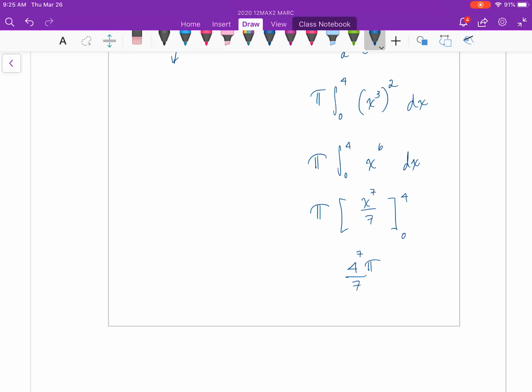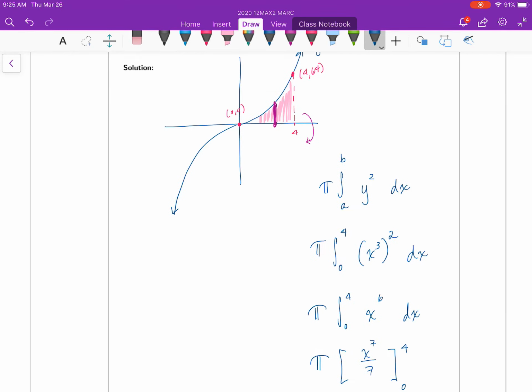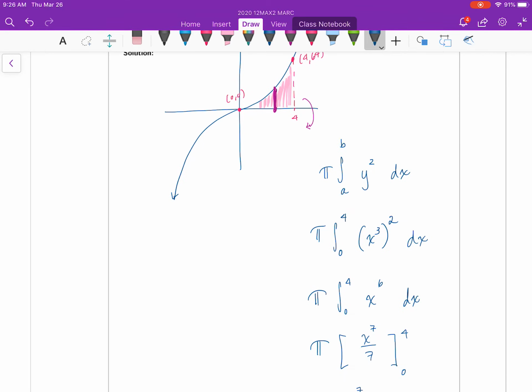And I don't know what 4 to the 7th is. That is very large, 16,384 pi on 7. And that would be the volume of this solid, which would kind of look like the bell of perhaps a trumpet when we were to rotate this and create a three-dimensional object.